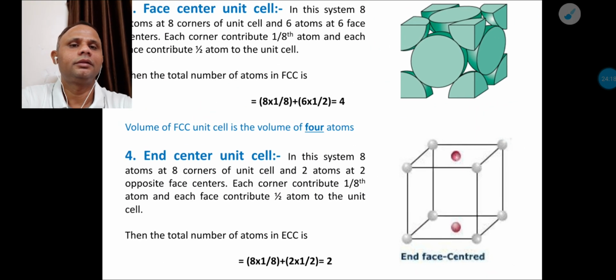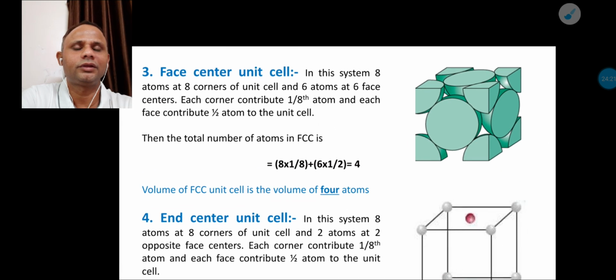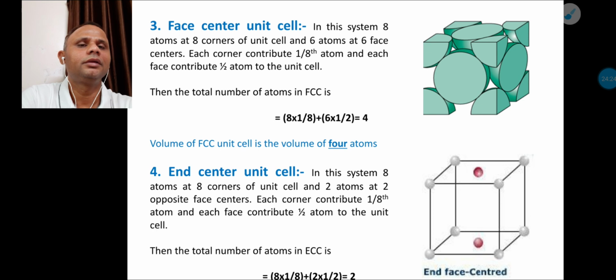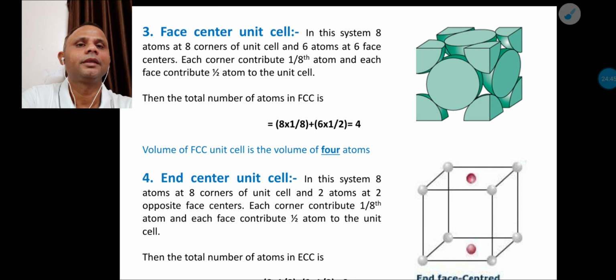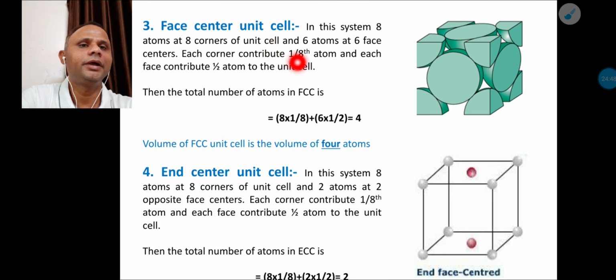Then the third is the FCC unit cell. If you see the figure of FCC, in this system there are 8 atoms at the 8 corners and 6 atoms at the 6 faces. That means the unit cell has 6 faces: top, bottom, front, back, left, right. Each corner contributes 1 by 8 atom, and each face contributes 1 by 2 atom to the unit cell.